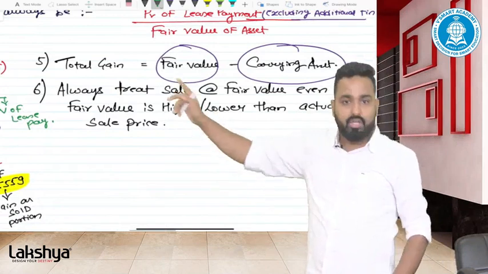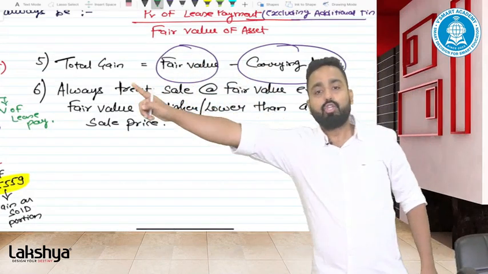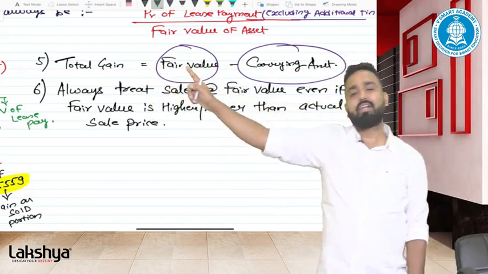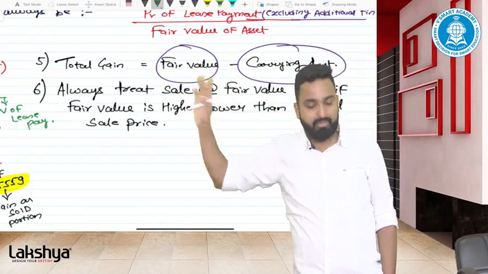The fifth golden rule is that total gain will always be recorded as fair value minus carrying amount. You always calculate the total gain. Total gain will be calculated by deducting carrying amount from fair value.